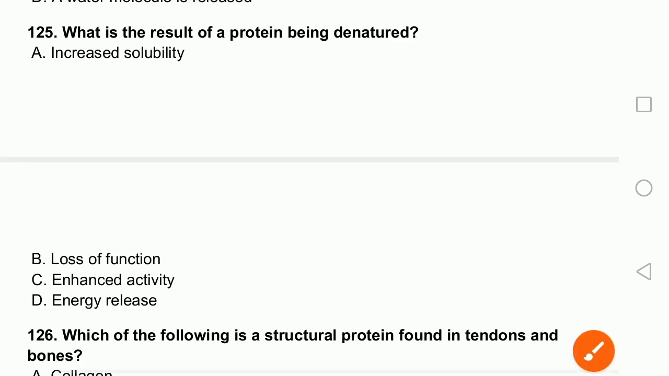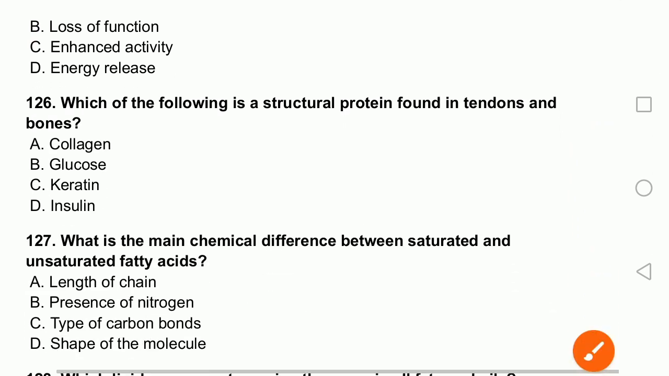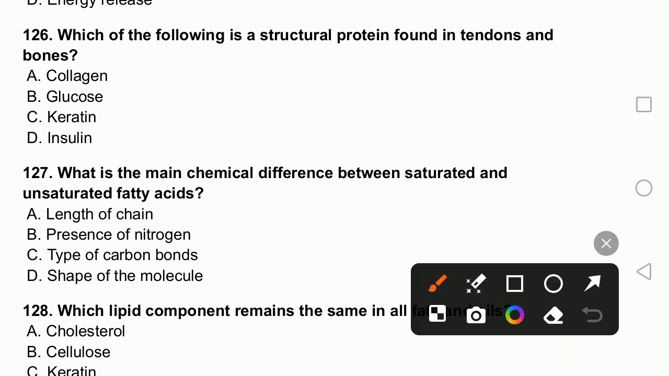What is the result of a protein being denatured? Loss of function. Which of the following is a structural protein found in tendons and bones? Correct.